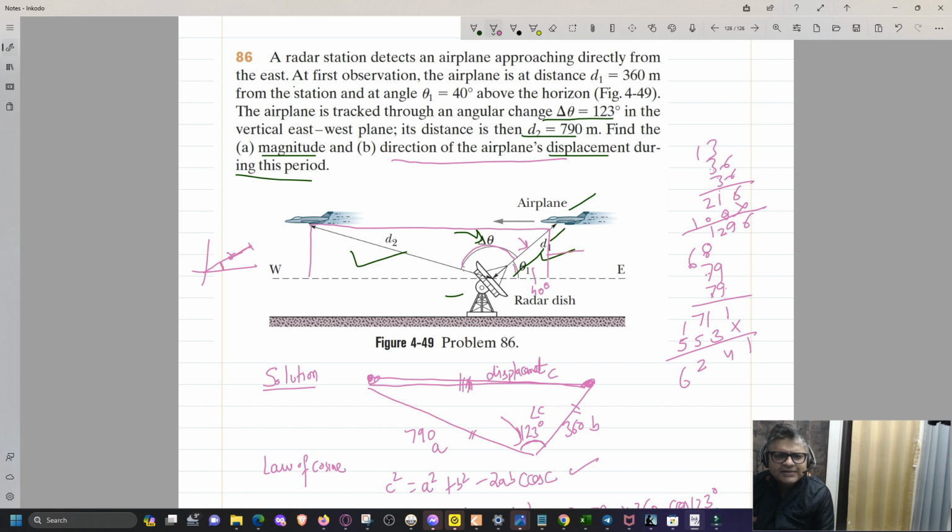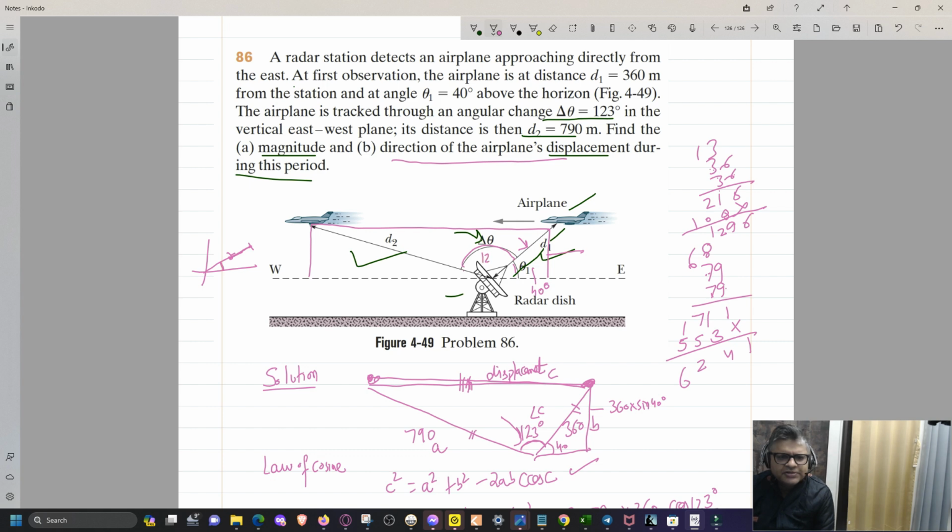This height is then equal to how much? This is the hypotenuse, and this is 40 degrees. So how much is this? This is 360 into sine of 40 degrees, right? We know the height. Let's go on the other side.